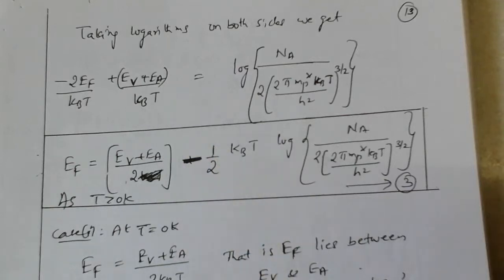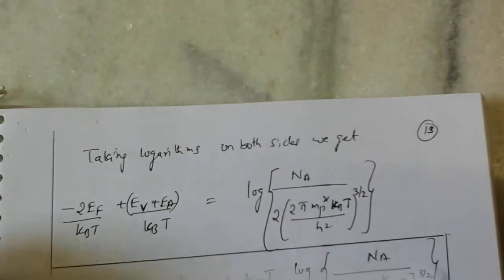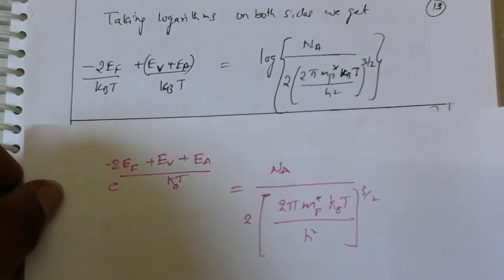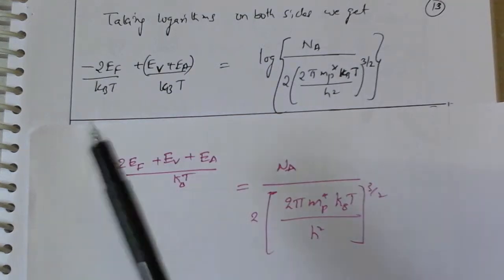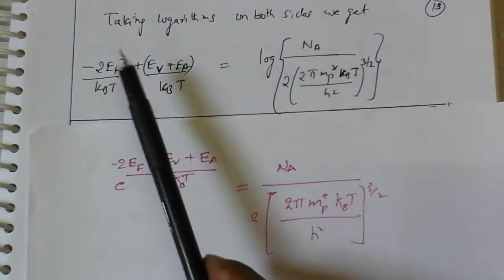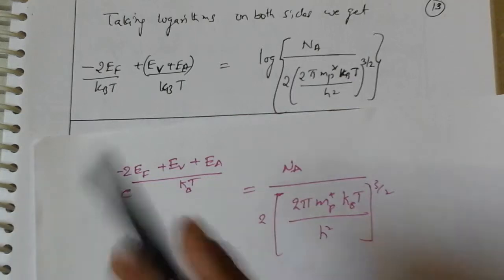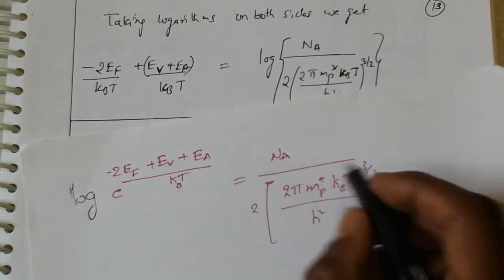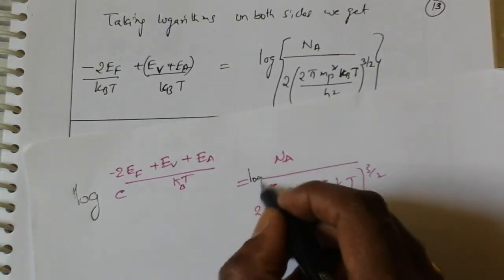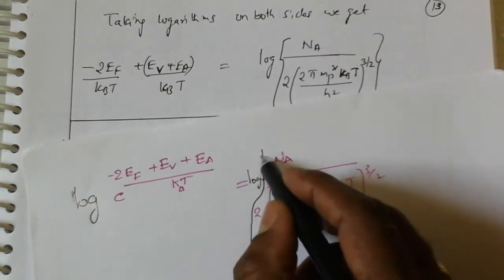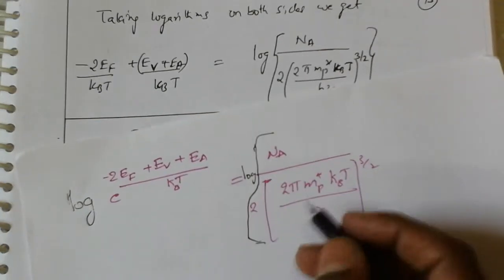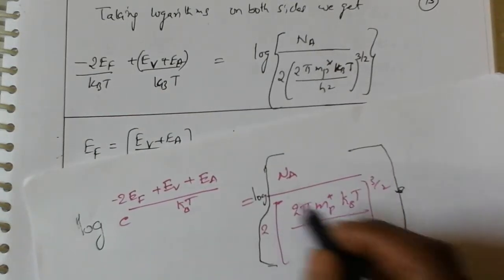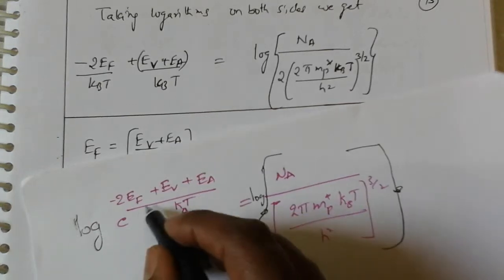We are writing it like this. This is our previous equation. By taking logarithm on both sides of e power, here we are taking log. For the whole term I am taking logarithm like this, on both sides.